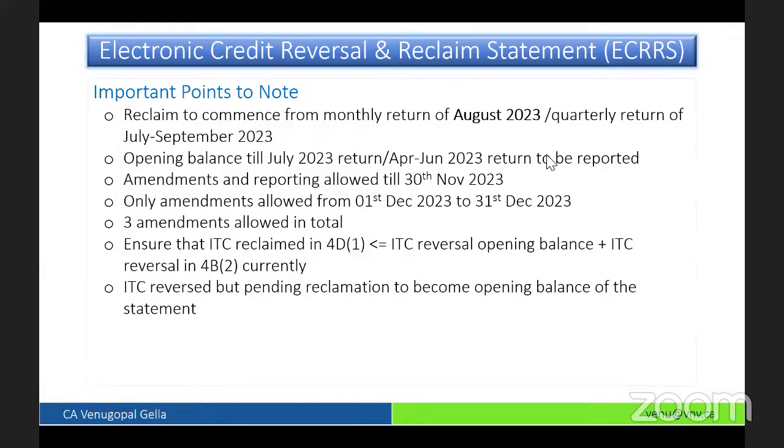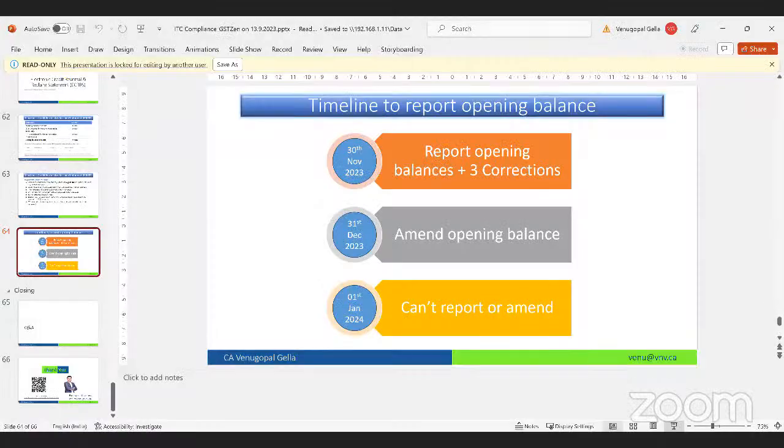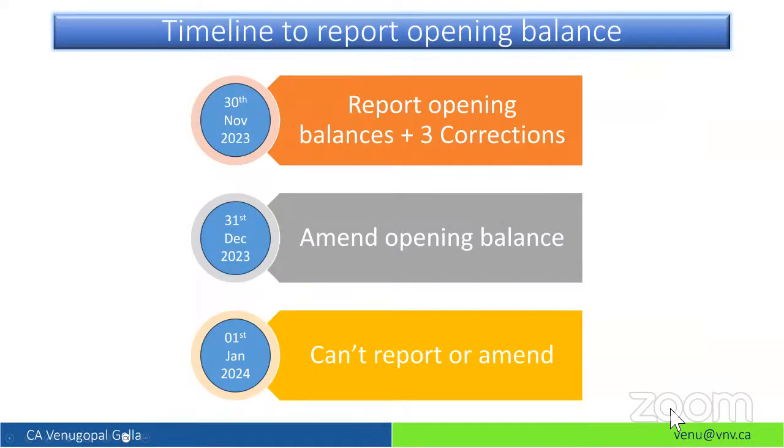So given that we understood so many provisions that are there, we need to understand that the reporting has to always be the correct reporting. We can't make an error in the reporting. And just to remind you, by the 30th of November you have to make this opening balance reporting. You have three times the option to correct it, and once December is done, you cannot make any amendment. Now it's the responsibility of the taxpayer to do a proper reconciliation and avail the credit.